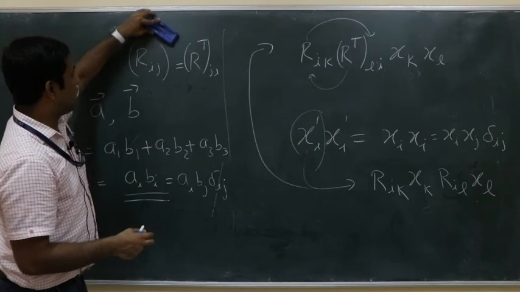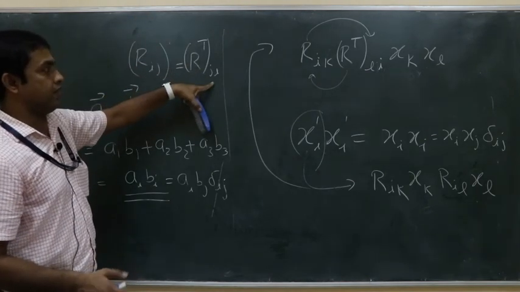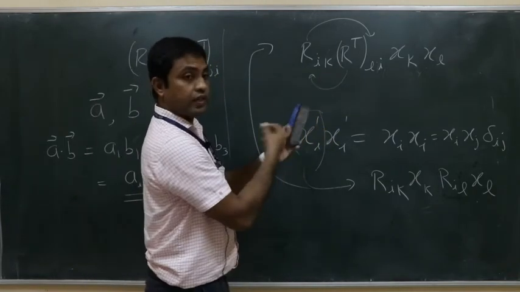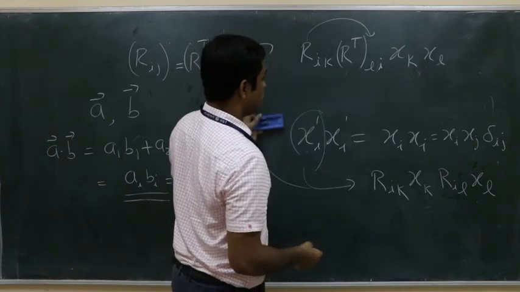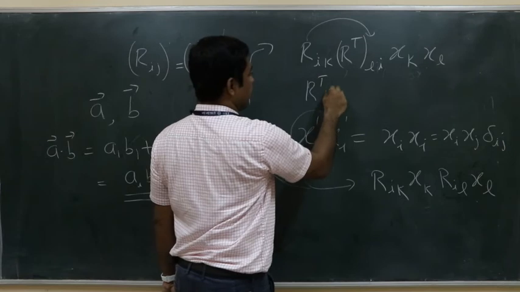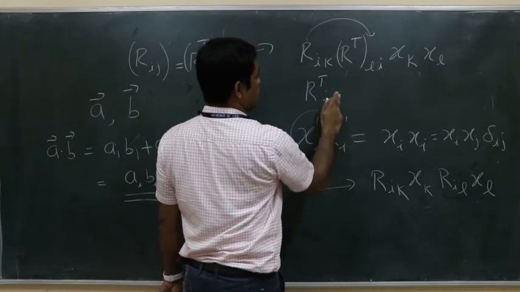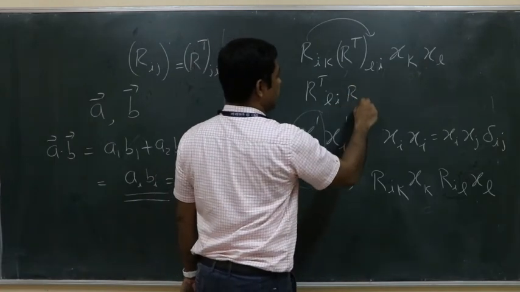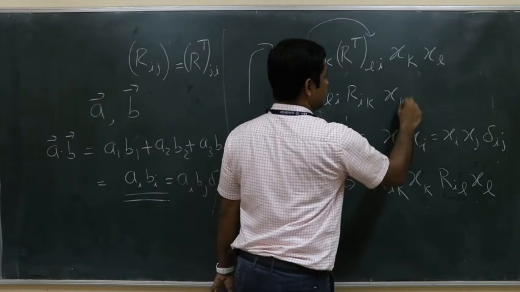So this is the R matrix ij-th component, then the R transpose matrix jk-th component. These are all just numbers, so I can put them wherever I want. It won't change the answer. So this is equal to R transpose, R_ik, S_k, S_l.